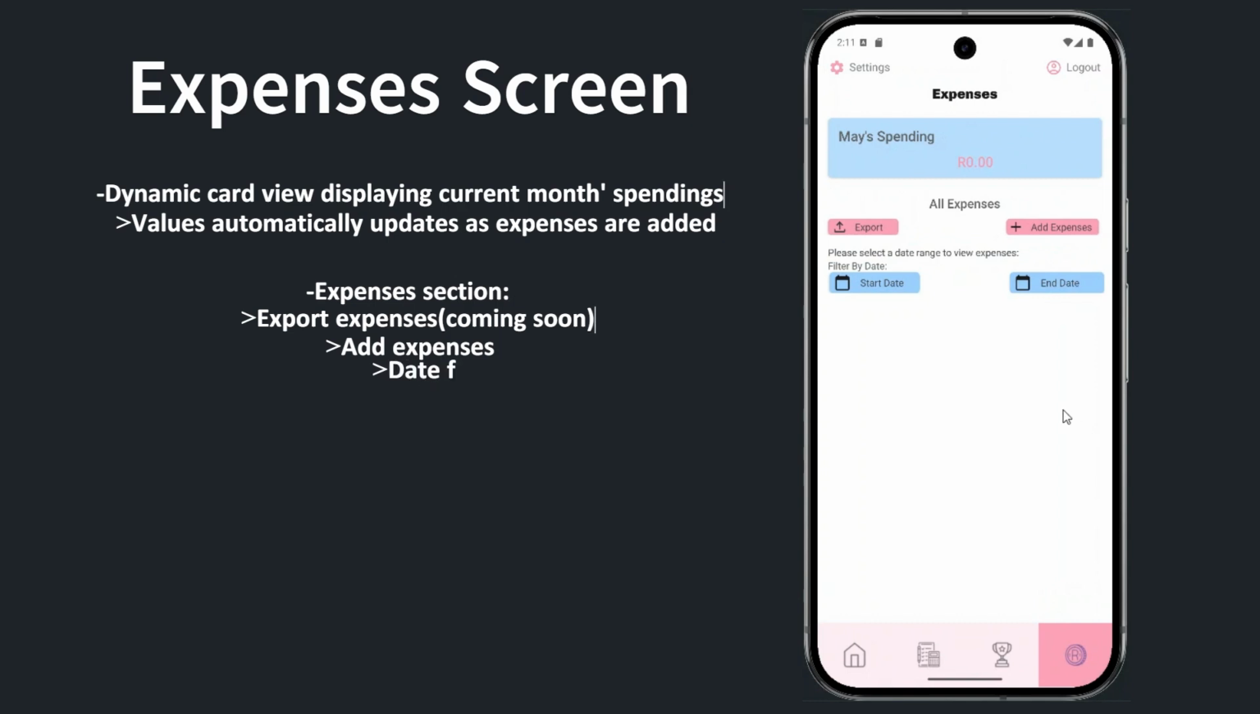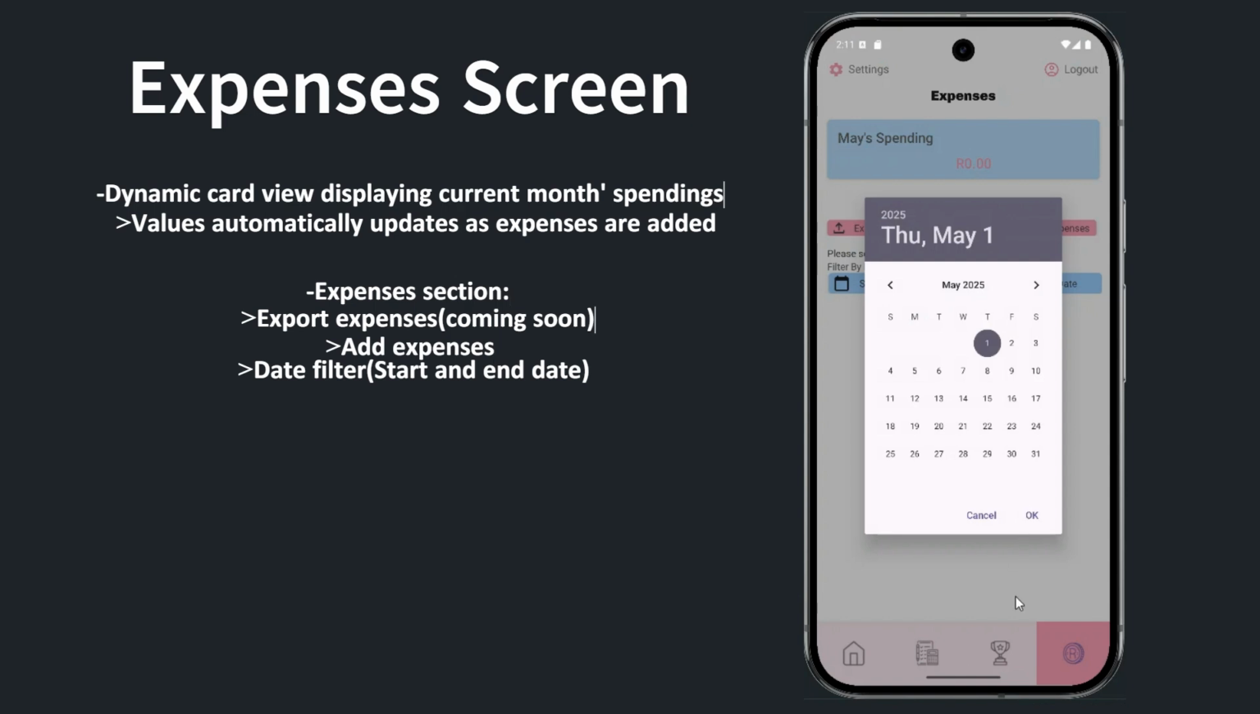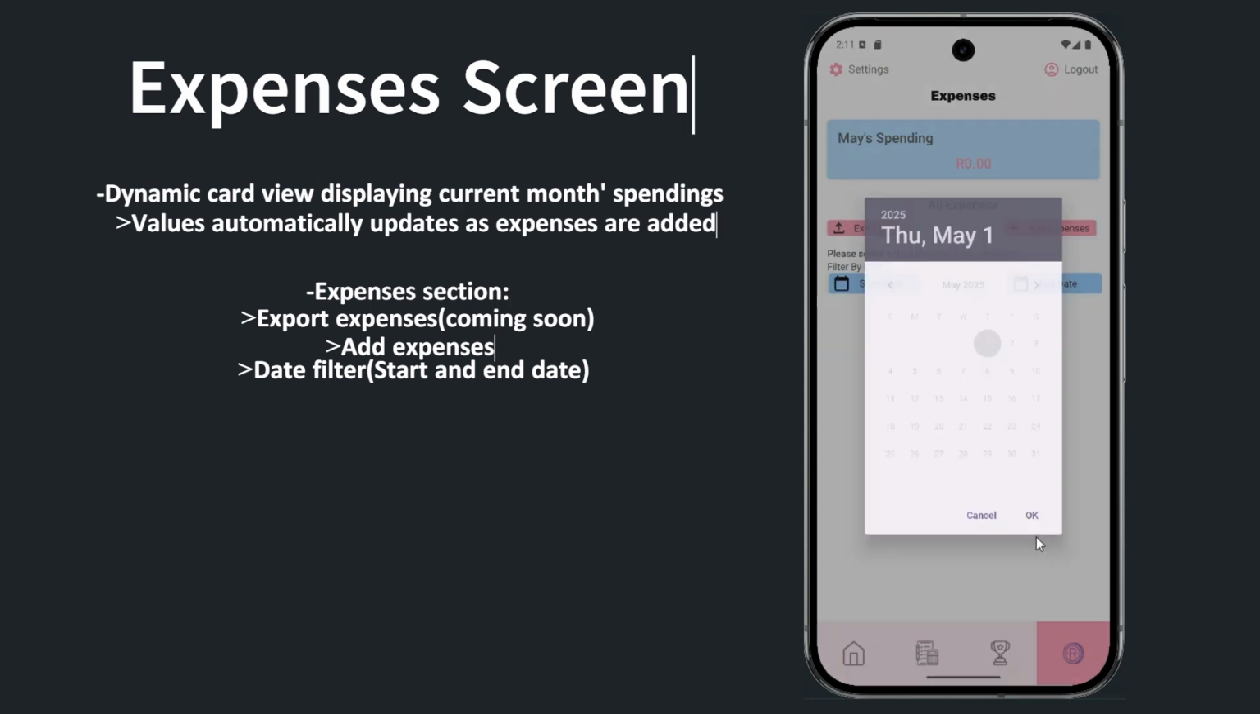Just underneath that is a date range filter to help users view expenses within a specific time period. There are two date input fields, start date and end date. Tapping on the calendar icon in either of these input fields will open a calendar dialog, allowing users to select their desired date.